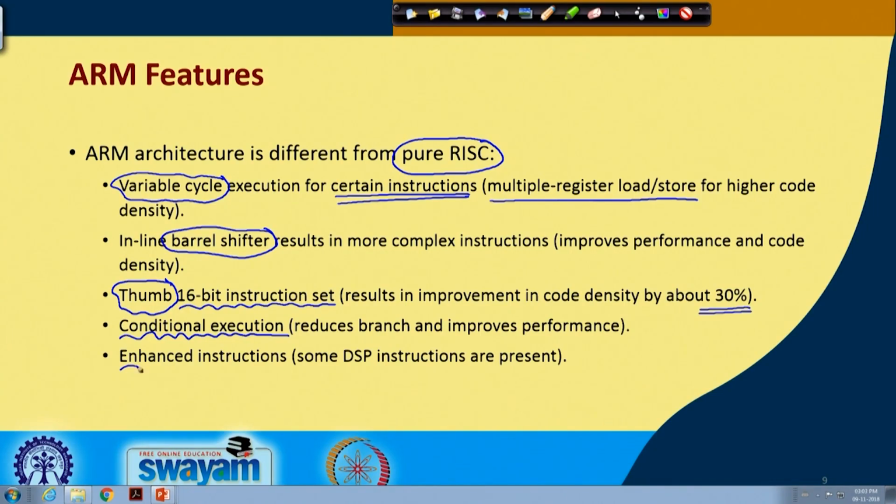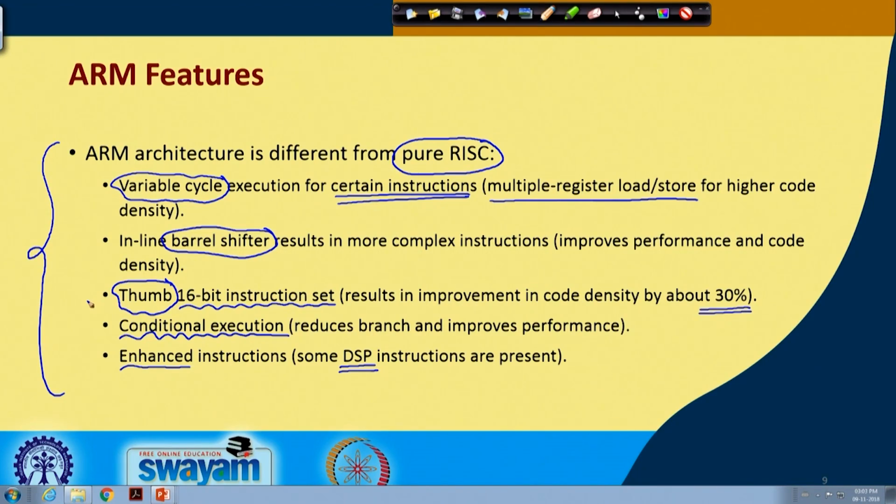And of course, there are some enhancements, some digital signal processing instructions, like one example is multiply and add. This kind of instruction has been added to the instruction set. Because of these, ARM has deviated slightly from the pure RISC category, but still it is a fairly powerful processor, mostly based on RISC. Only for a few cases it deviates, because of very good reasons, of course.